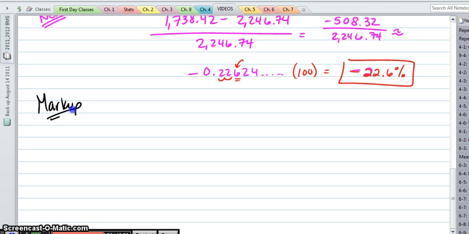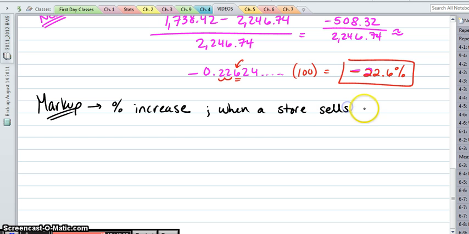A markup. A store sells items for more than it pays for them, and that's what is called a markup. And this is a percent increase. And again, it's when a store sells an item for more than it paid for it. That makes sense because the store has to make some money.